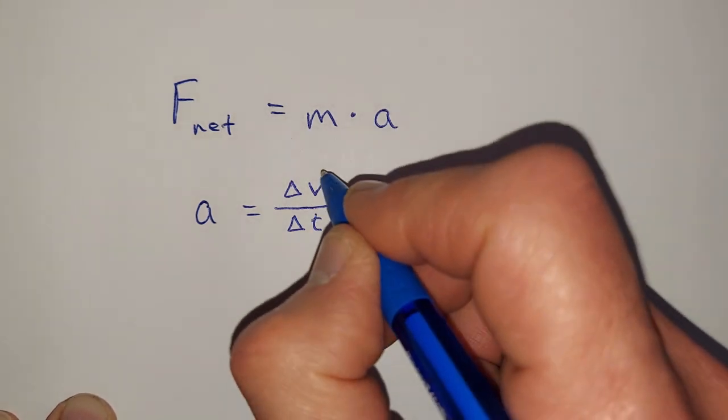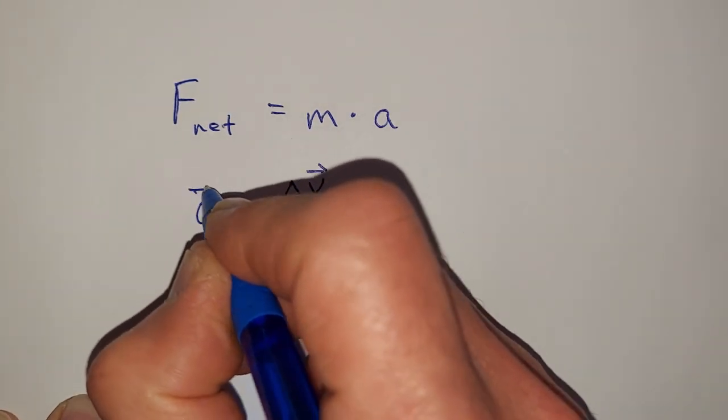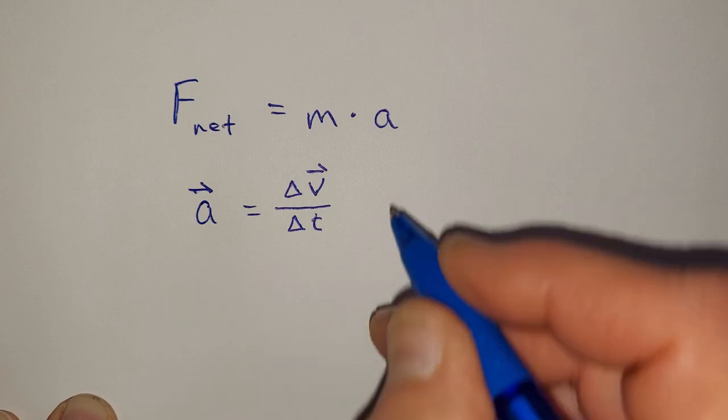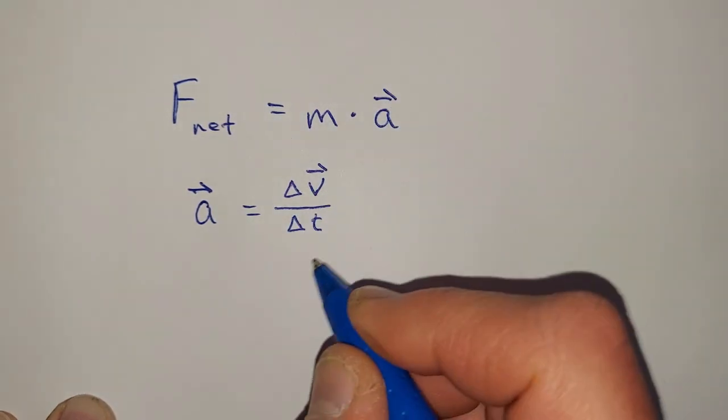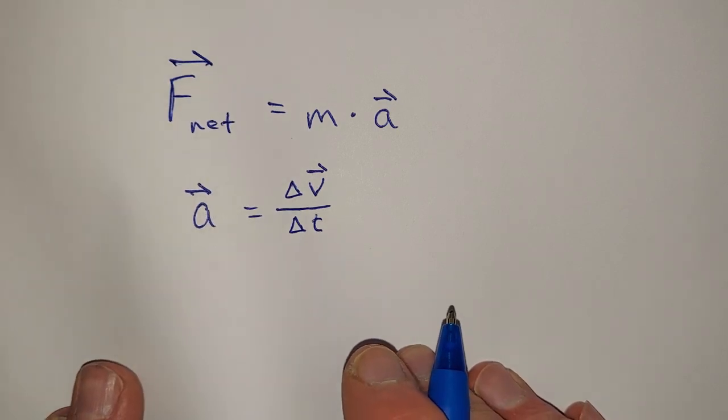Now, since velocity is a vector, acceleration must also be a vector. And since acceleration is a vector, net force must also be a vector, meaning it has both magnitude and direction.